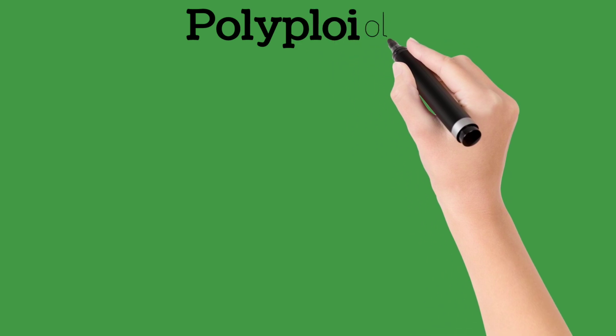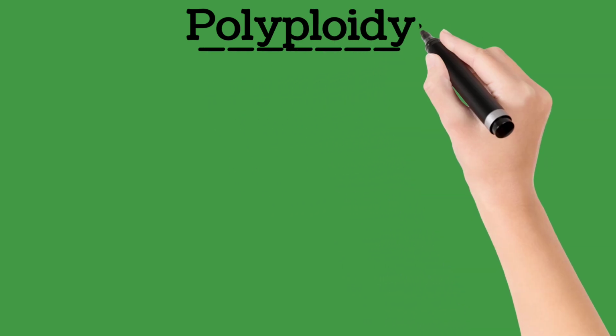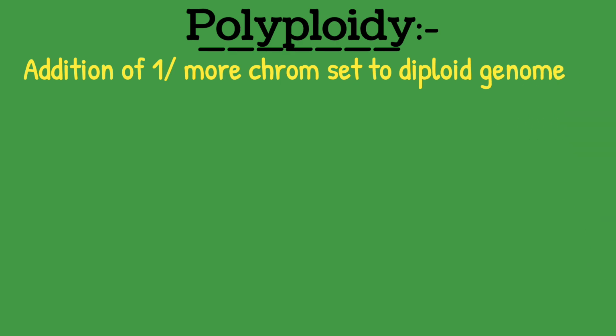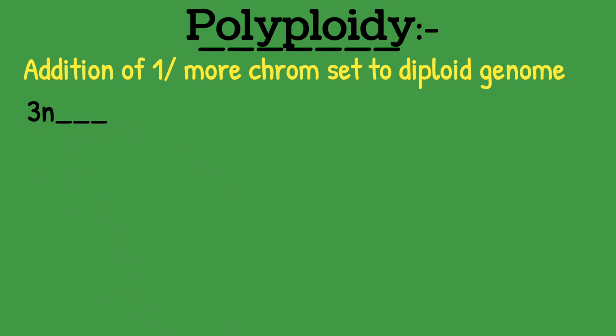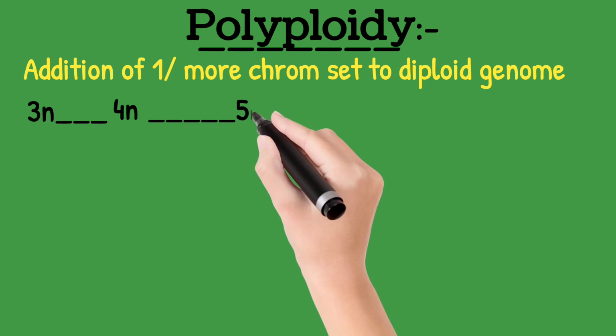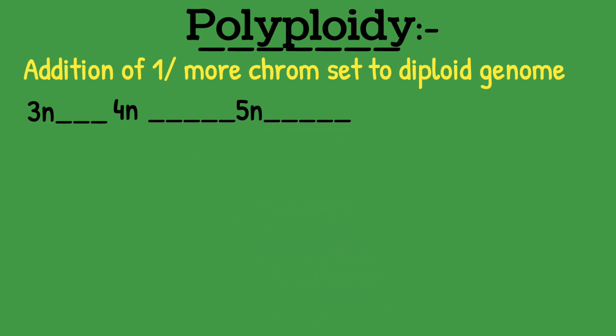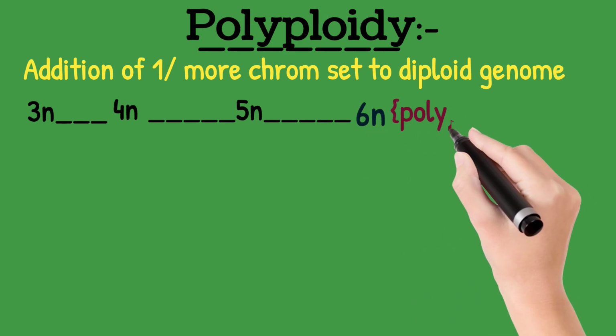Now jumping to the very important part, that is polyploids. Second part of euploidy. Polyploids means addition of sets of chromosomes takes place in the genome of an organism. Suppose we have an organism, this is diploid. Now we can add one more set of chromosomes, it will form triploid. We can add one more set, it will form tetraploid. Accordingly, pentaploid, hexaploid, or we can give a name simply, these are known as poly, means many, polyploids.